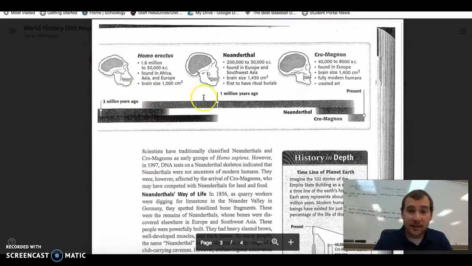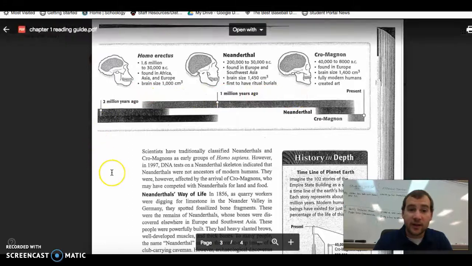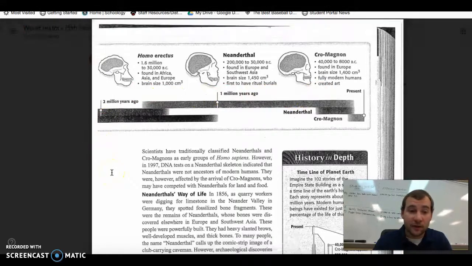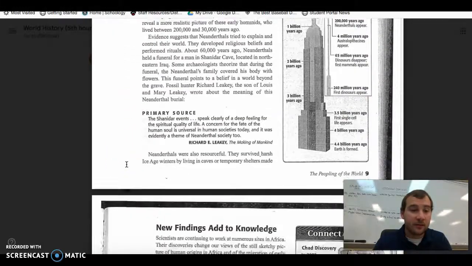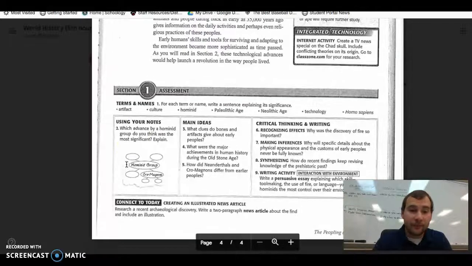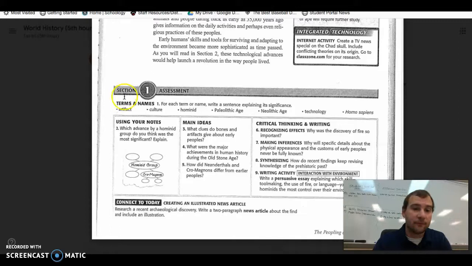If you get confused, on the top they do kind of give you a timeline of what type of early humans they're talking about. So if you ever get confused, just look at the top page. You can kind of see where you're at in the timeline. Once you get down here, just do this on a Google Doc. So do part 1, the terms and names. That'll be pretty easy. Just basically have the key term and then just a sentence or the definition of it.